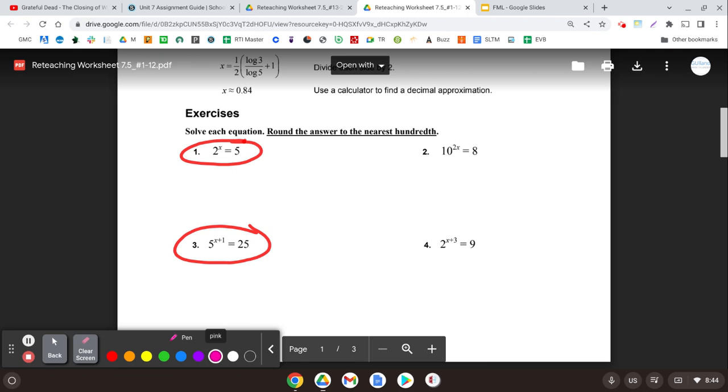All right, which of these things would you consider to be the base? It's the 2. The 2 has something growing on top of it. It's the base. So then we can rewrite that as log base 2 of 5 is x, and switch the other 2 things. Okay, we got that.